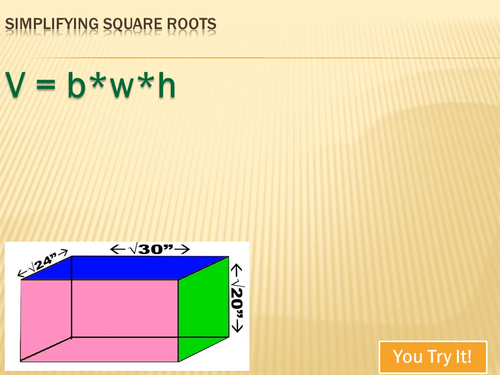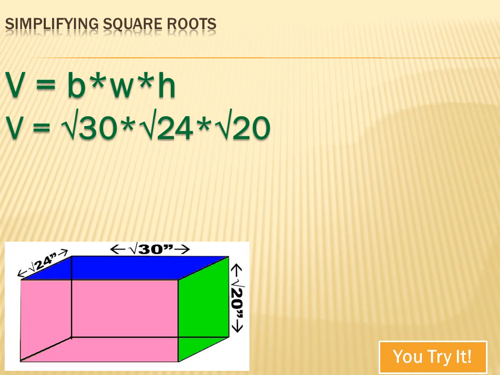Well, I've got the volume formula. Volume equals base times width times height. And I know that the base is the square root of 30 inches, and the width is the square root of 24 inches, and the height is the square root of 20 inches. So I could substitute those numbers for B, W, and H and rewrite the expression: volume equals the square root of 30 times the square root of 24 times the square root of 20.